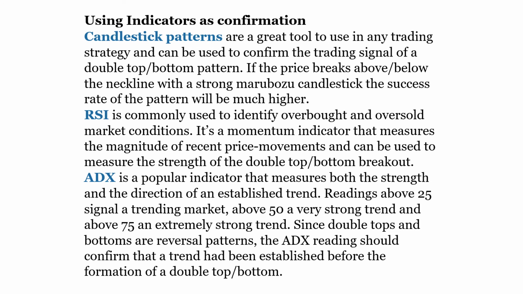Another indicator you may use is the ADX. It is a popular indicator that measures both the strength and the direction of an established trend. Since double tops and bottoms are reversal patterns, the ADX reading should confirm that a trend had been established before the formation of a double top/bottom pattern, meaning that before the pattern forms, the ADX should be above 25.